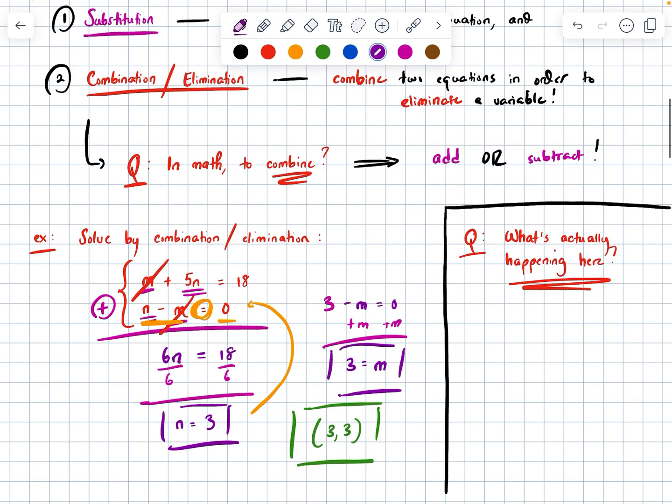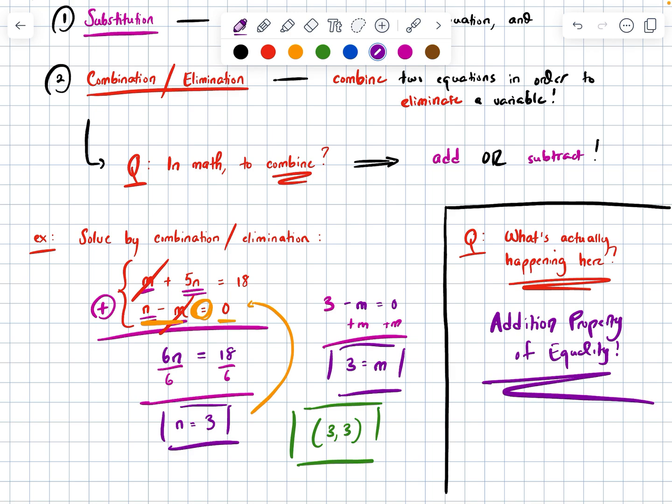What I'm really using here, this is just an example, a more complicated example, but an example nonetheless, of what we called back in unit 0, the addition property of equality. I can add or subtract, if I want to, the same thing from both sides, and I will still maintain the equality of my equation. Cool! So we know that combination and elimination is really just an extension of the addition property of equality.